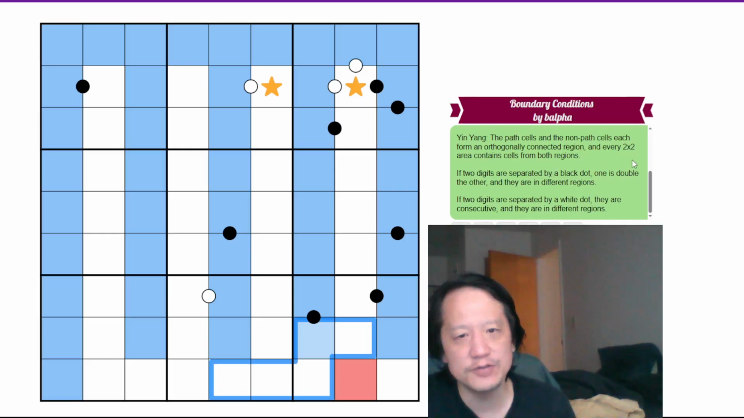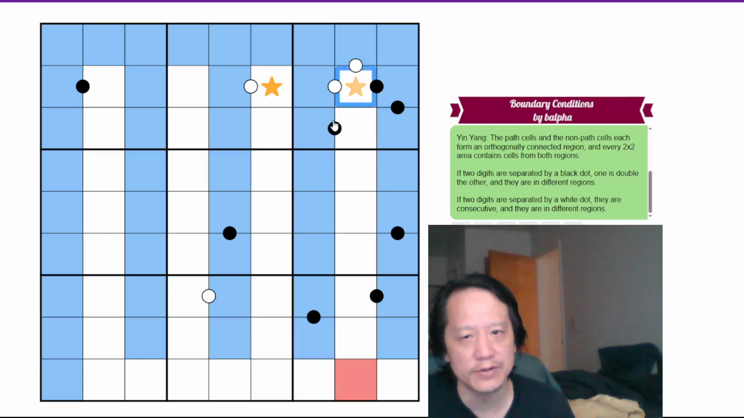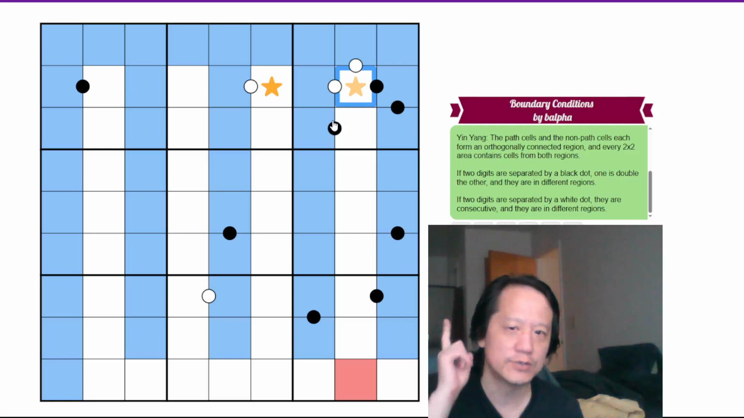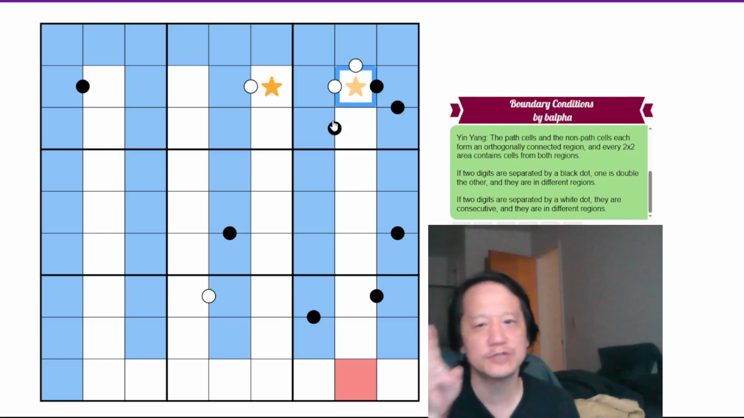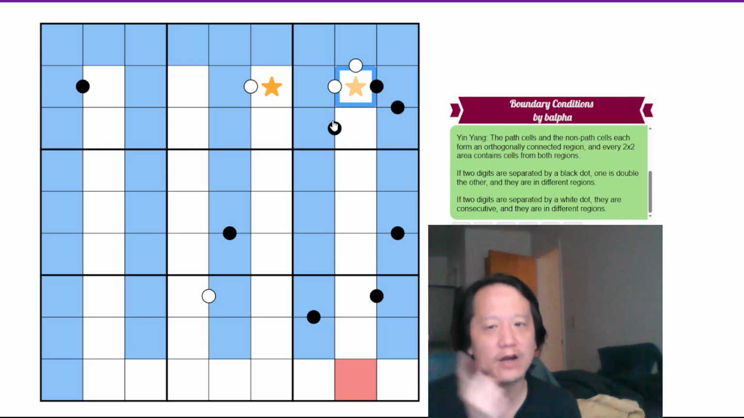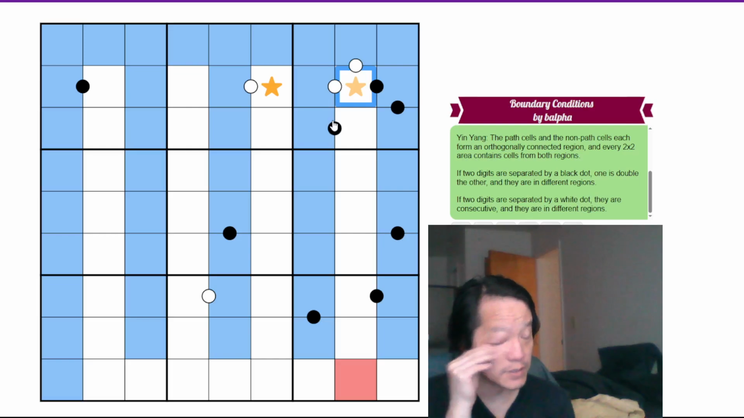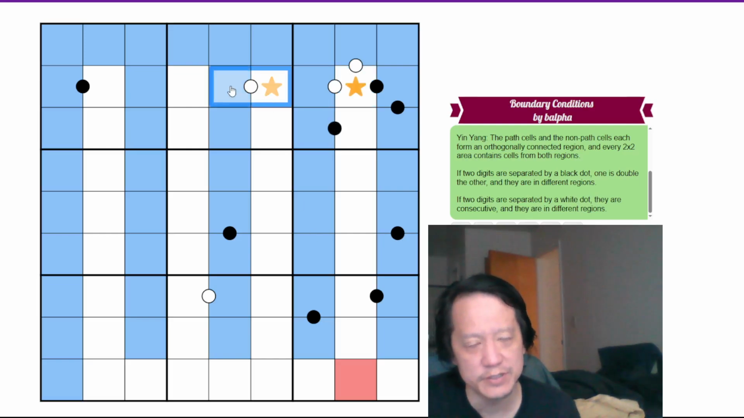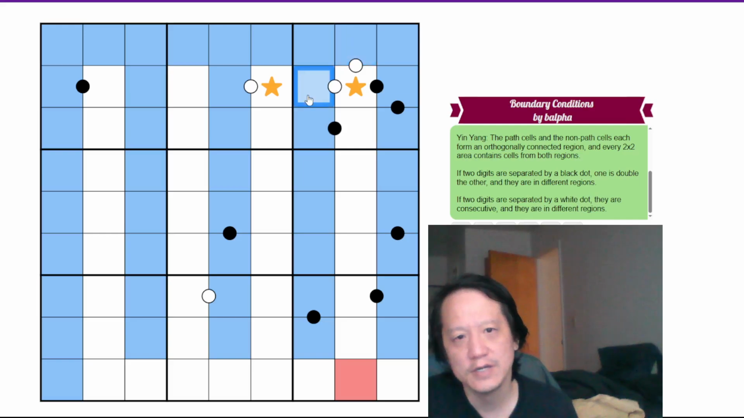If two cells are separated by a black dot, one is double the other, and they are in different regions. And if two cells are separated by white dots, they are consecutive, and they are in different regions. So we know that these two cells must be in different regions, and this cell must be in a different region than all three of these cells.